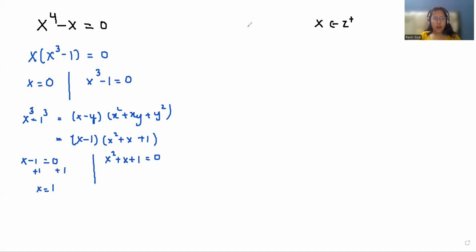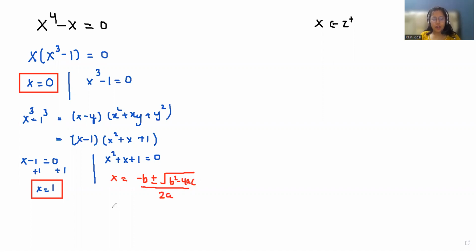So now we have two values of x. x is equal to 0. x is equal to 1. Now we have to solve this. So it's like a quadratic equation. So we are going to use the formula x is equal to minus b plus minus under root b square minus 4ac, divided by 2a.